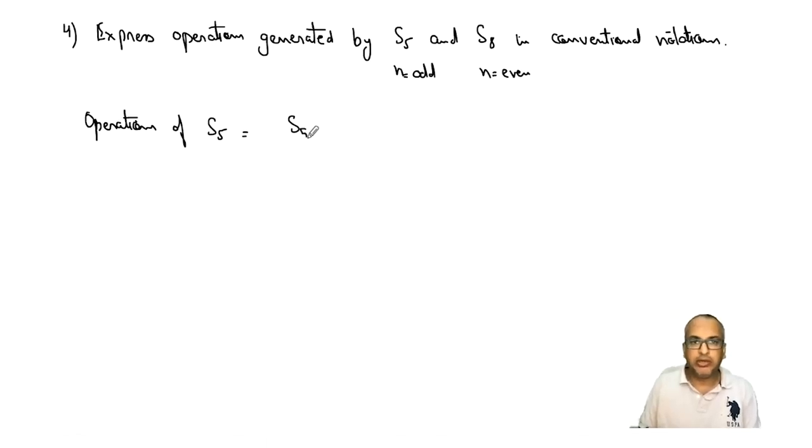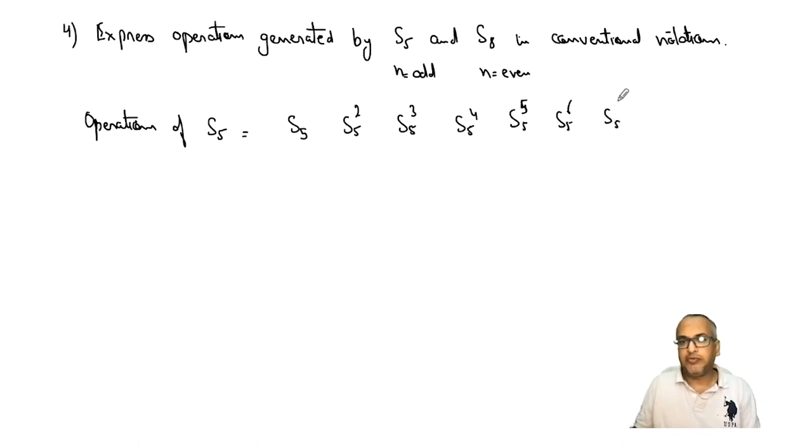What is the conventional notation? So S5, S5 square, S5 cube, S5 4, S5 5, S5 6, S5 7, S5 8, S5 9, S5 10. We have earlier seen that only when we hit Sn raised to the power 2n will we hit E, otherwise we will not hit E. So we have to keep going at least up to the 2n part. So S5 is nothing but S5, so there is no change in conventional notation.